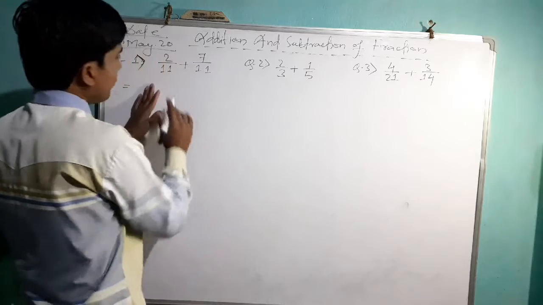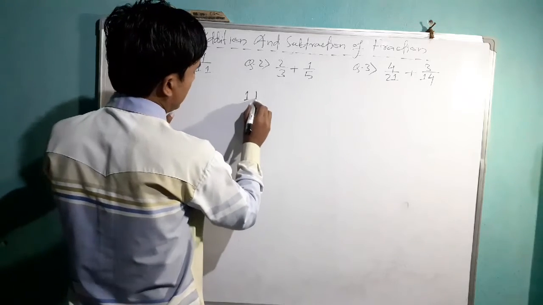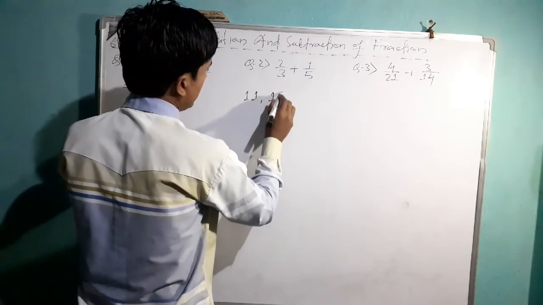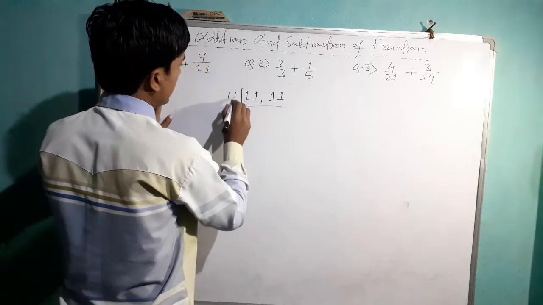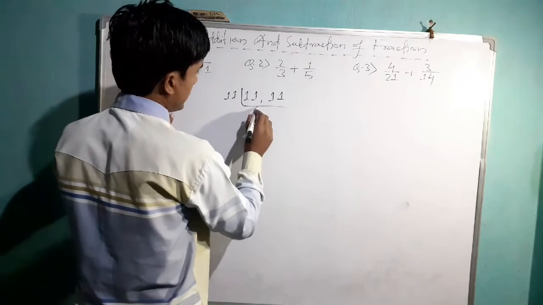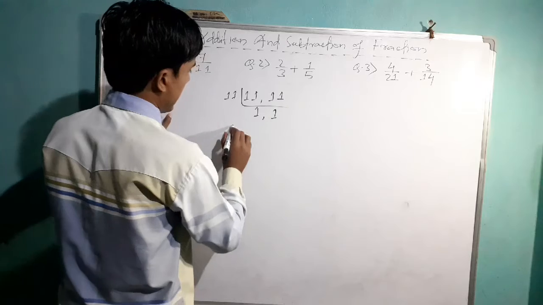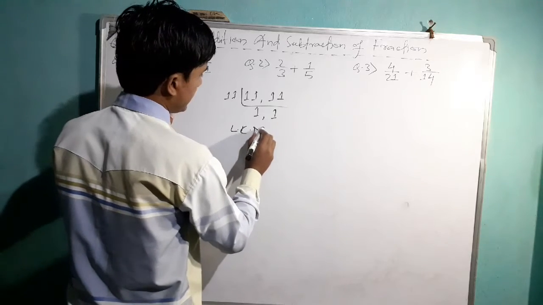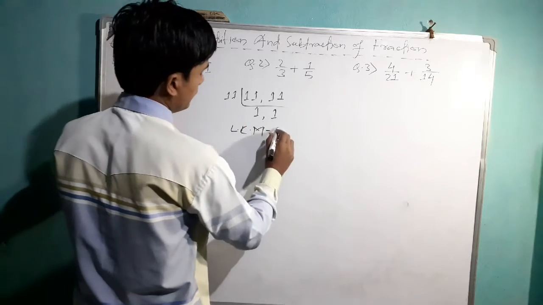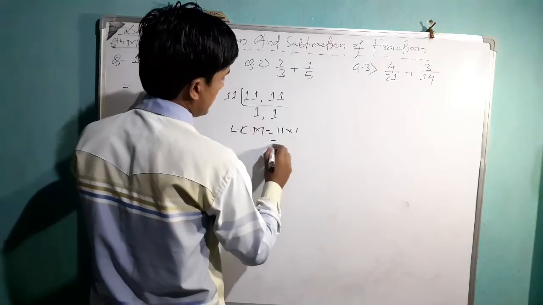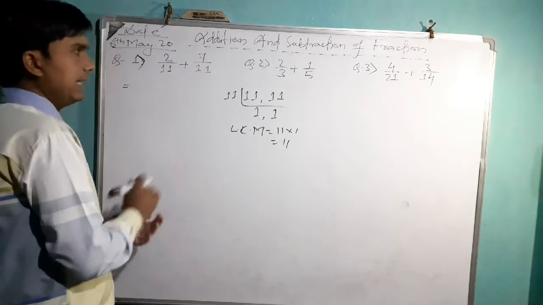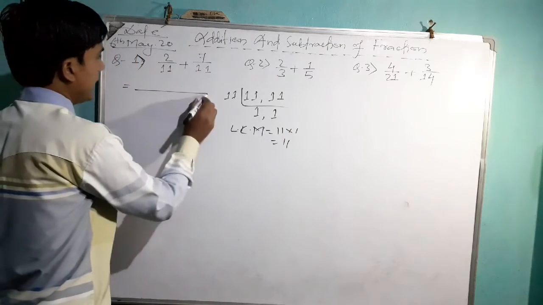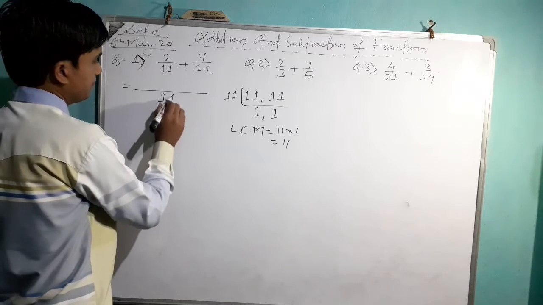Now if we find the LCM of the denominators, we have 11 and 11. When we find it, we'll get 11 only. 11 ones are 11 and 11 ones are 11. So the LCM is 11. So we'll write the LCM here, 11.